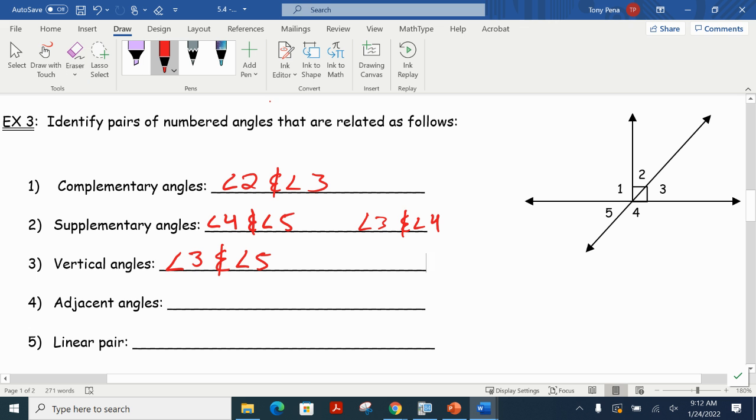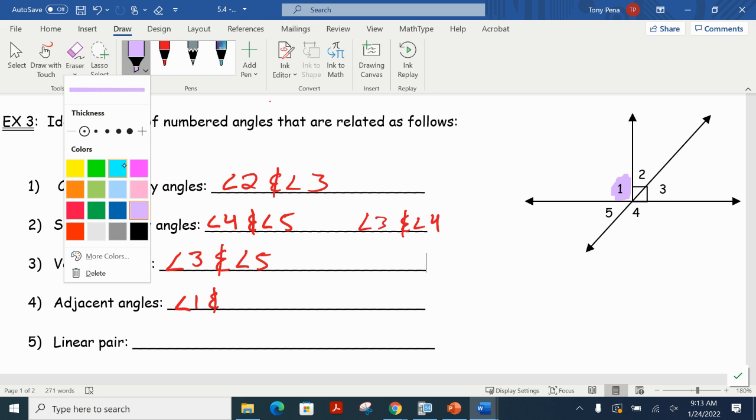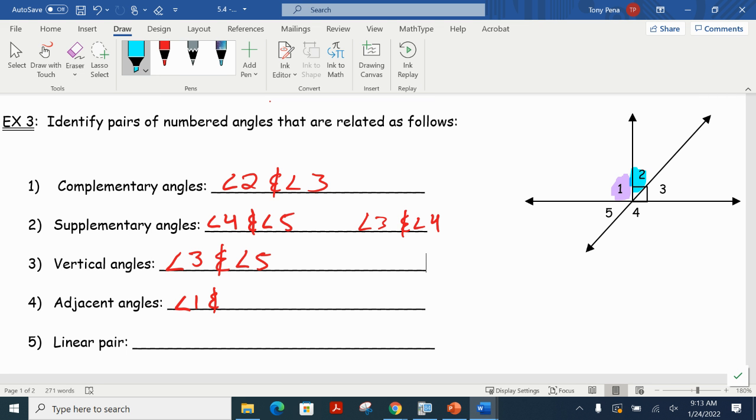So I'm gonna start with just angle 1. So if I look at angle 1, and again, keep in mind, you have somebody to your left, you have somebody to your right. So isn't angle 1 right here? Isn't angle 1 right next to angle 2? So we could say that angle 1 and angle 2 are adjacent angles.